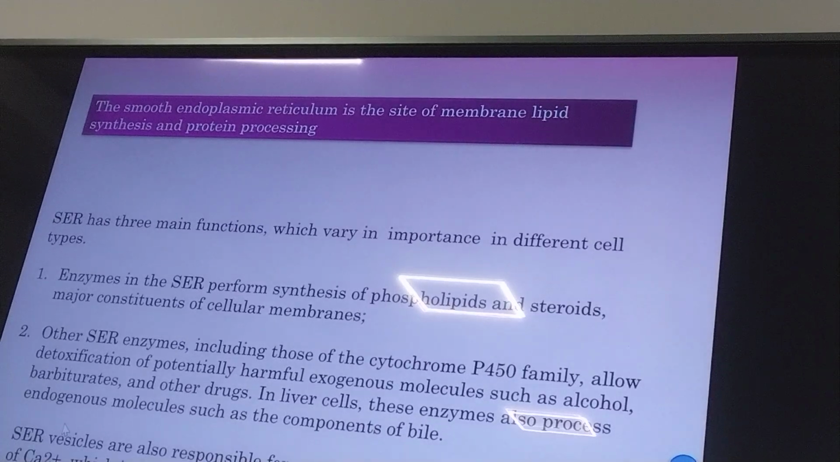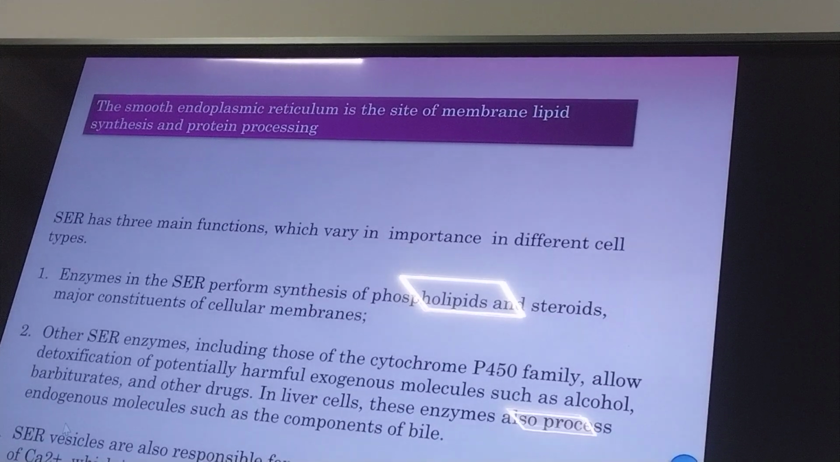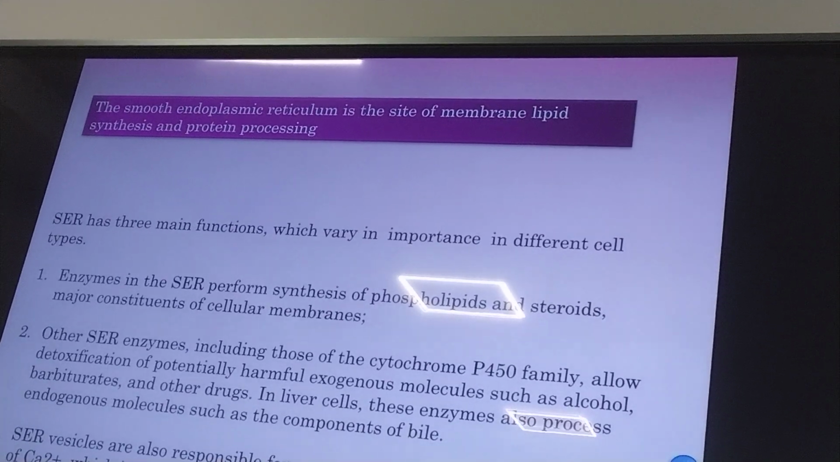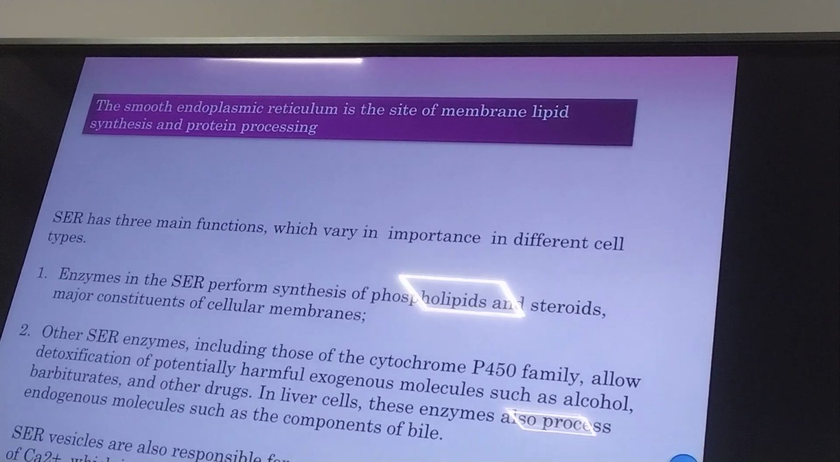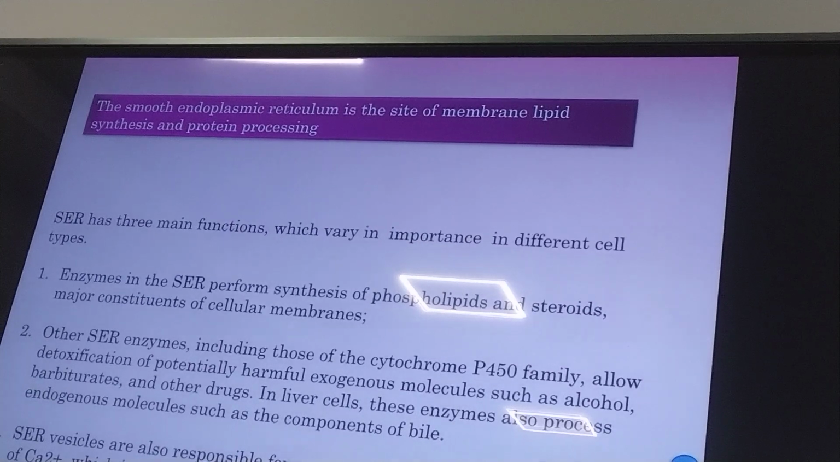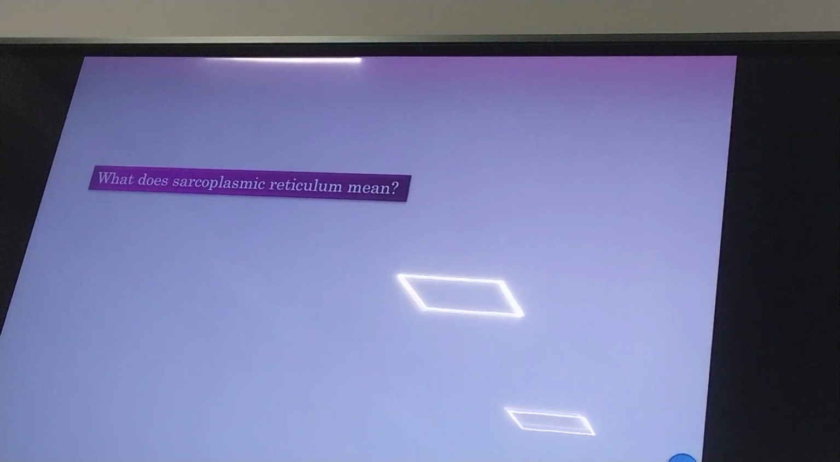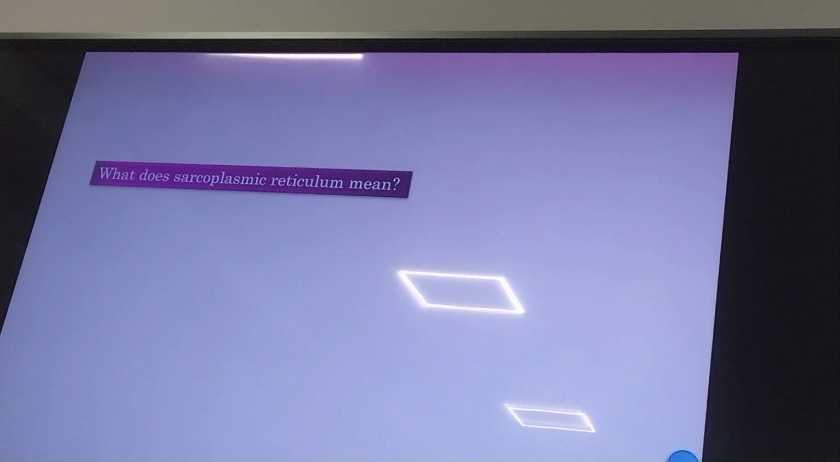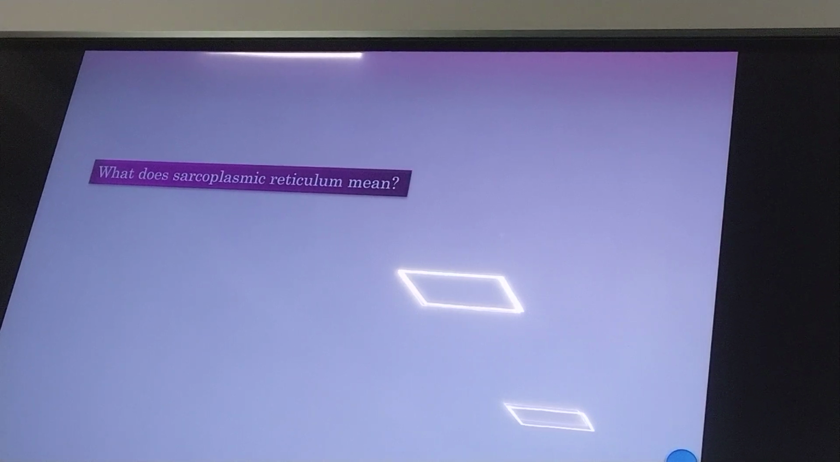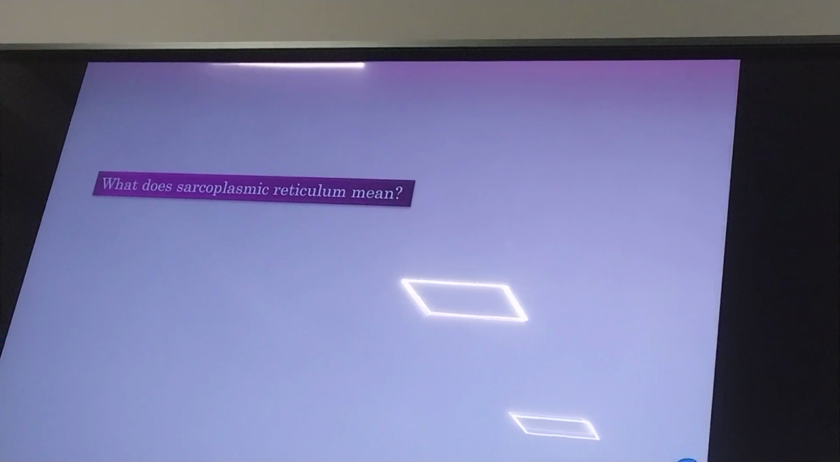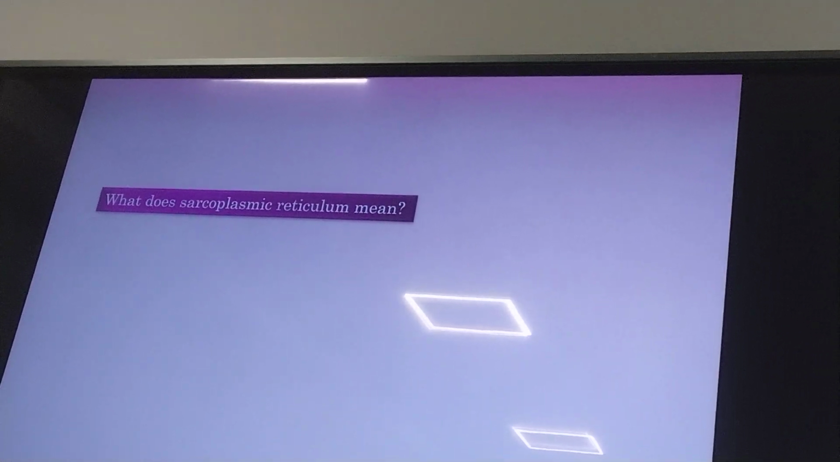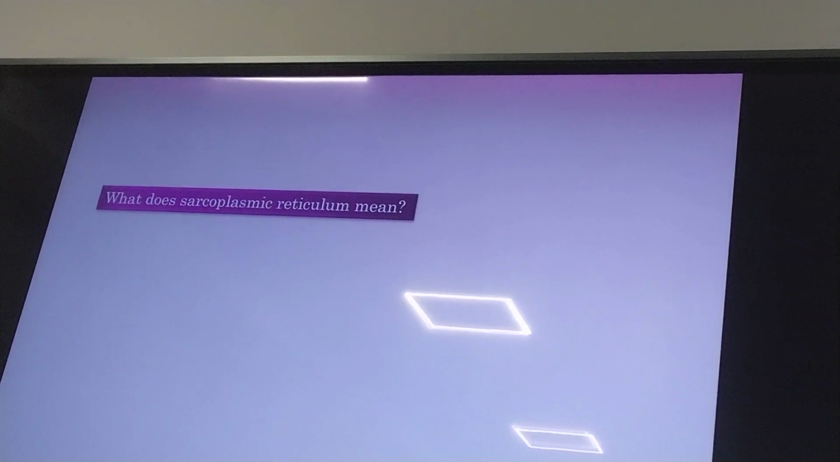Okay, smooth endoplasmic reticulum vesicles are also responsible for sequestration and controlled release of calcium. We have already mentioned this in muscular cells. What does sarcoplasmic reticulum mean? When we learn the muscular tissue, we are gonna meet this term again. Sarcoplasmic reticulum is the same as smooth endoplasmic reticulum, but in the muscular fiber.